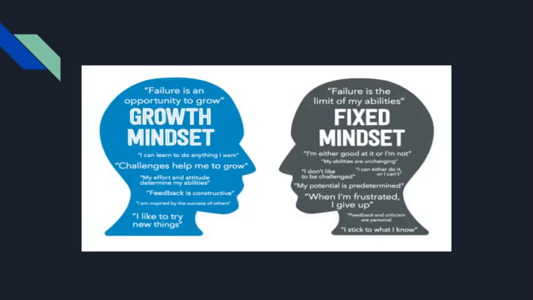Next, we'll look at a graphic organizer that'll help sum up the ideas and the differences between a growth mindset and a fixed mindset. The growth mindset, or the incremental mindset, looks at failure as an opportunity to grow, while the fixed mindset, or the entity, looks at failure as the limit of their abilities. It cannot get any better. This is just how it is.